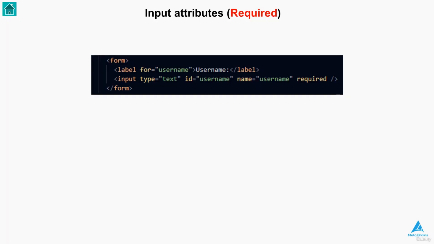Okay, so we saw many interesting input attributes before. Let's now talk about the required attribute. This attribute restricts the user and doesn't allow him to submit the form without filling it. Let's see how we can use this required attribute in VS Code.